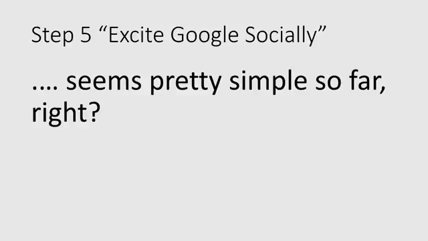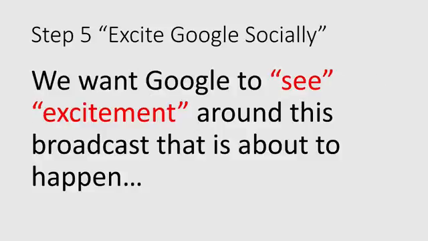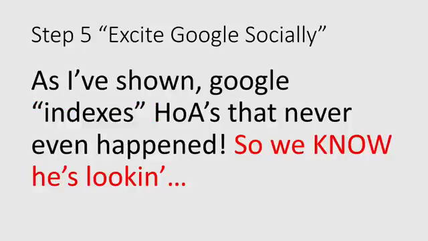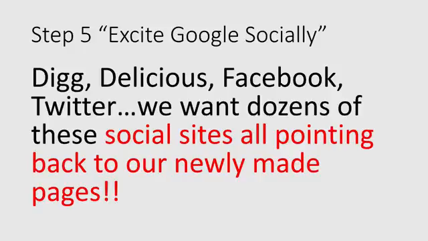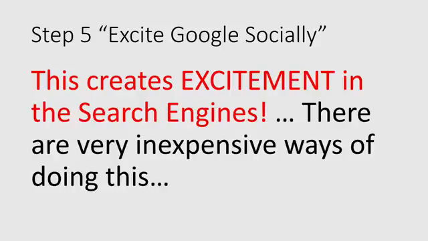Okay. Now, step 5 again. We want Google to see the excitement around this broadcast that's about to happen. As I've shown you, things ranked that don't even happen. Zero content, never happened. Google's excited. As I've shown you, Google indexes these hangouts on air. Okay, we know it's looking, even though it's never happened. So the social signals create excitement on sites like Digg, Delicious, Facebook, Twitter, StumbleUpon. We want all these dozens of social sites pointing back to our newly made pages. And again, this creates a huge excitement in the search engines. There are very inexpensive ways of doing this.